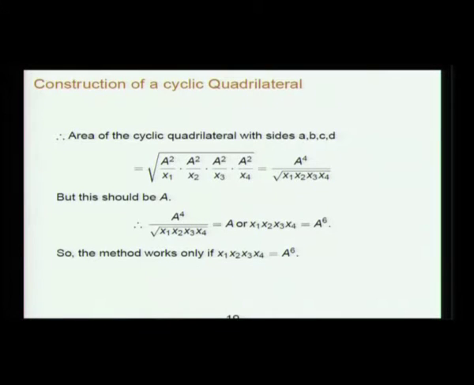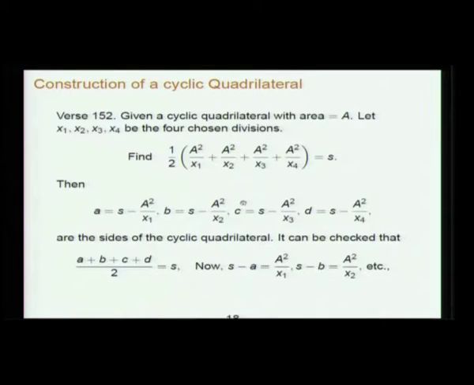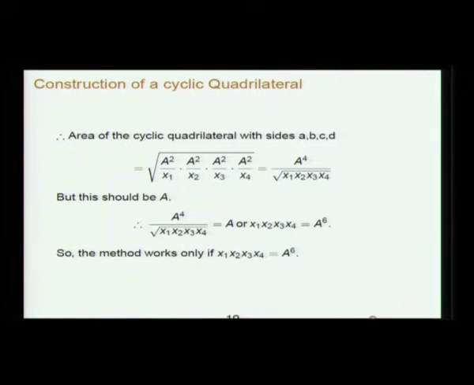But there is one tricky thing. The area of this cyclic quadrilateral with sides a, b, c, d, we know, is the square root of (s minus a) into (s minus b) into (s minus c). So plugging that in, you will get this. This is the area of this cyclic quadrilateral with these sides, right? Because s minus a will be a squared by x1. So the area is this, but originally you started with this area. So this must be equal to a, or x1, x2, x3 is equal to a to the power of 6.